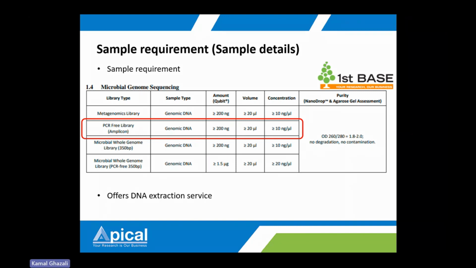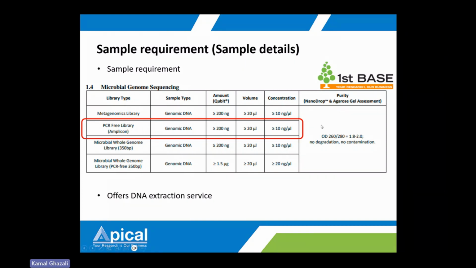So first, the sample requirement. For the sequencing requirement, we don't really need a very high amount of DNA sample. We just need you to send us a DNA sample of around 200 nanograms, the more the better, and the concentration should be around 10 nanograms per microliter, and the volume must be more than 20 microliters. The most important part here is the quality.